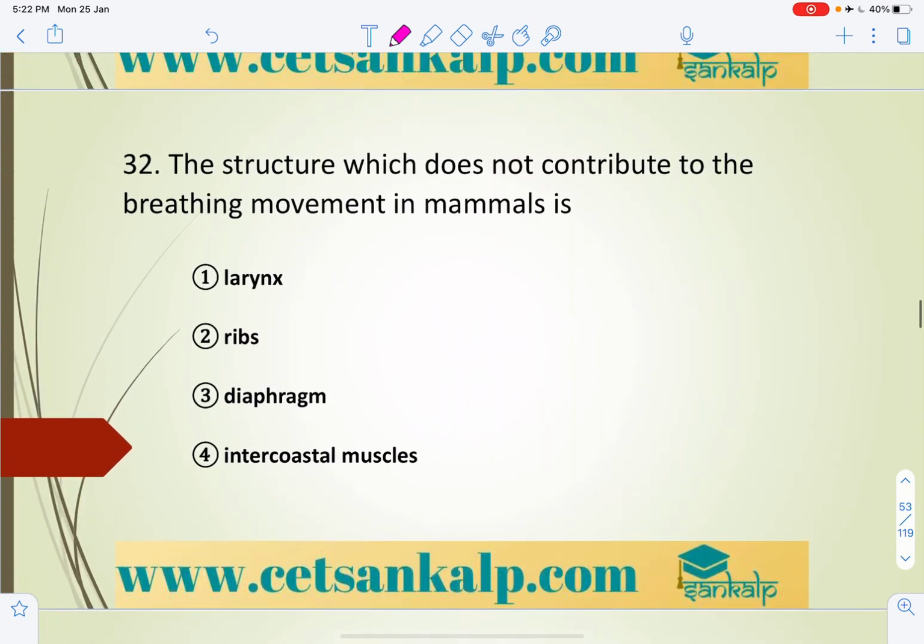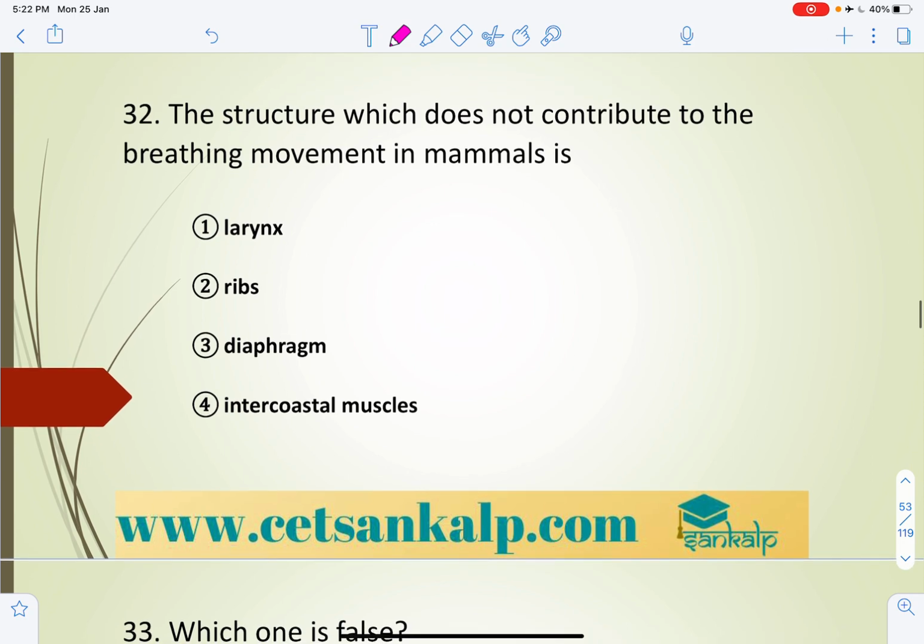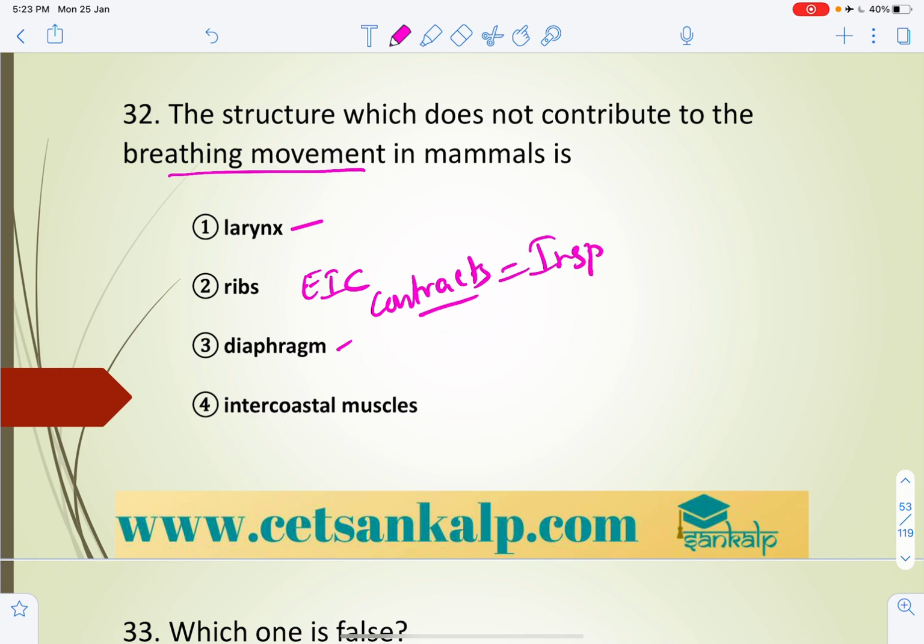Next, the structure which does not contribute to the breathing movement in mammals. Breathing movement ಅಲ್ಲಿ ಹೆಲ್ಪ್ ಮಾಡದೇ ಇರೋ ಸ್ಟ್ರಕ್ಚರ್ ಯಾವುದು, ರೈಟ್? So that is larynx, ribs. Ribs are going to contract, that is what we can say external intercostal muscles, and the diaphragm is also going to contract during inspiration, and both are going to relax during expiration.